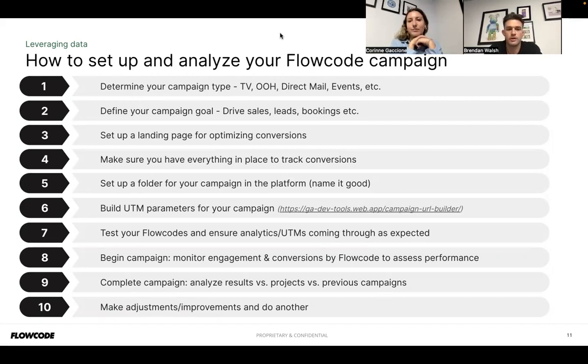So identifying what your campaign type is. Are you going to be putting your codes on billboards, posters? Are you going to be mailing them to consumers? Are you going to be putting it on TV? If so, you might want to go for a TV optimized code via our Flowcode TV tool. Once you understand where you're going to be targeting your consumers, you want to understand your goals. So am I trying to drive leads? Am I trying to drive sales for a certain product? Bookings, if I'm running a personal practice.